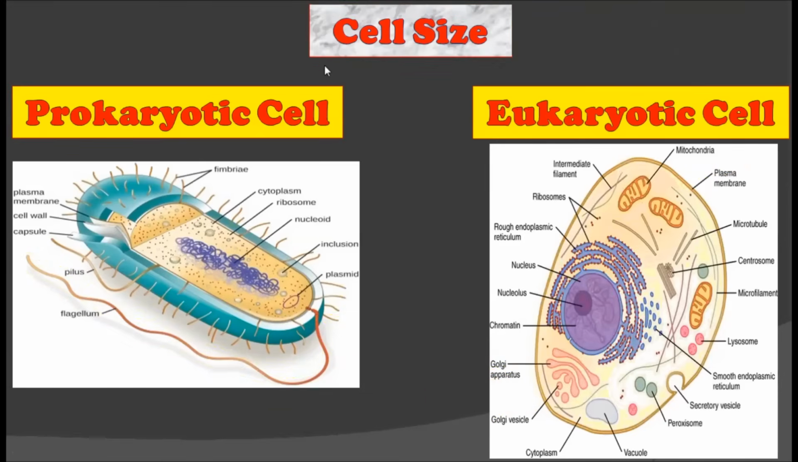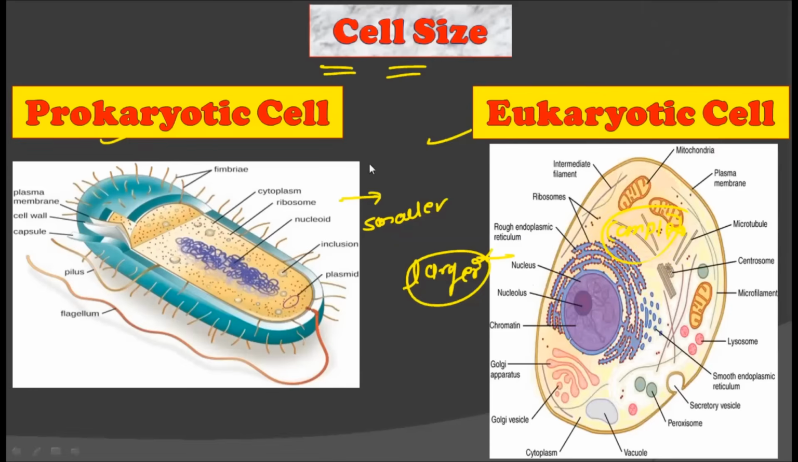Now, the next difference between the two, that is the prokaryotic cell and the eukaryotic cell, is about their cell size. As with common sense, you can say that the prokaryotic cells are smaller cells, while the eukaryotic cells are the larger cells. This is true because the eukaryotic cell is more complex and larger in shape, while the prokaryotic cell is very simple and smaller in shape.